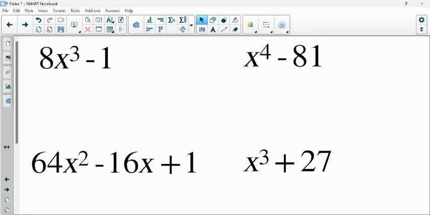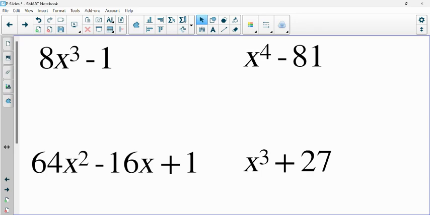So your options are either difference of squares. Are those perfect squares? No. So that's out of there right away. And then it says sum or difference of cubes. Are those all perfect cubes? Yeah. 8's a perfect cube. X cubed's a perfect cube. 1's a perfect cube. And then we have a subtraction sign as well. So this is going to be difference of cubes.